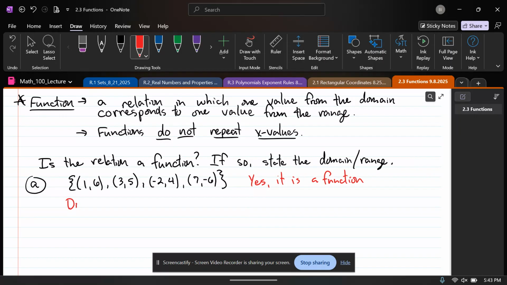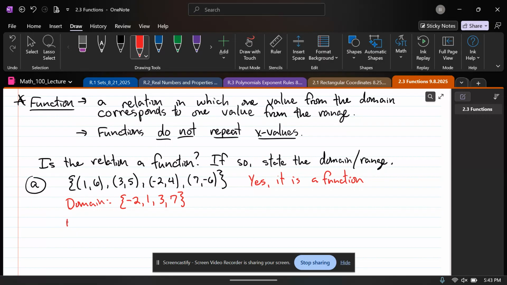Then the domain. And again, we want to go left to right with our domain. So what is the first x value in our domain, going left to right? -2, 1, 3, and then 7. That puts them in numerical order and left to right. Numerical order and left to right is the same.